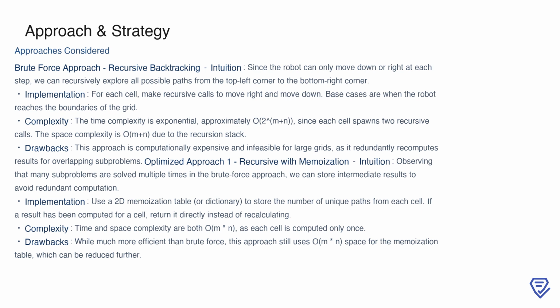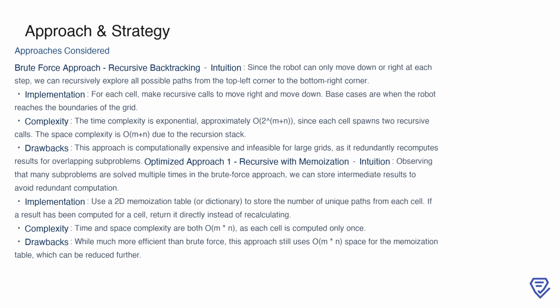To tackle the problem of finding unique paths, let's start by considering a basic brute force approach using recursive backtracking. The intuition here is simple: since the robot can only move down or right, we can explore all possible paths by making recursive calls at each step, one to move down and another to move right. The base case occurs when the robot reaches the boundary of the grid, either the last row or the last column. However, the drawback of this approach is its computational inefficiency.